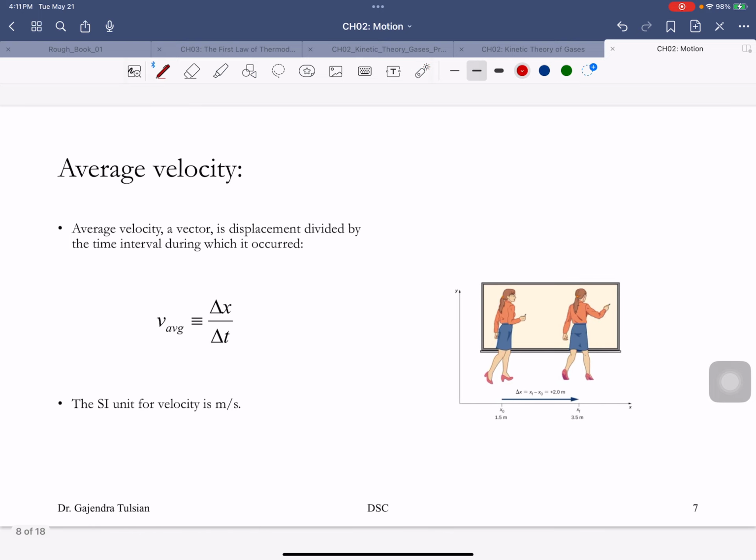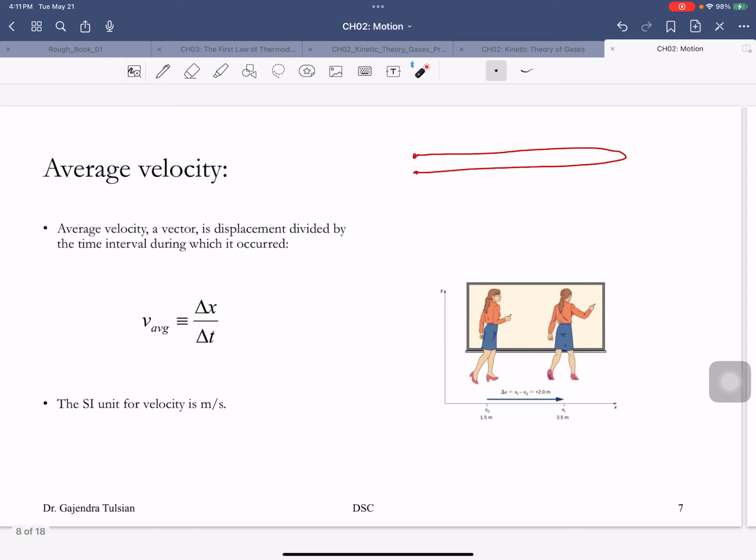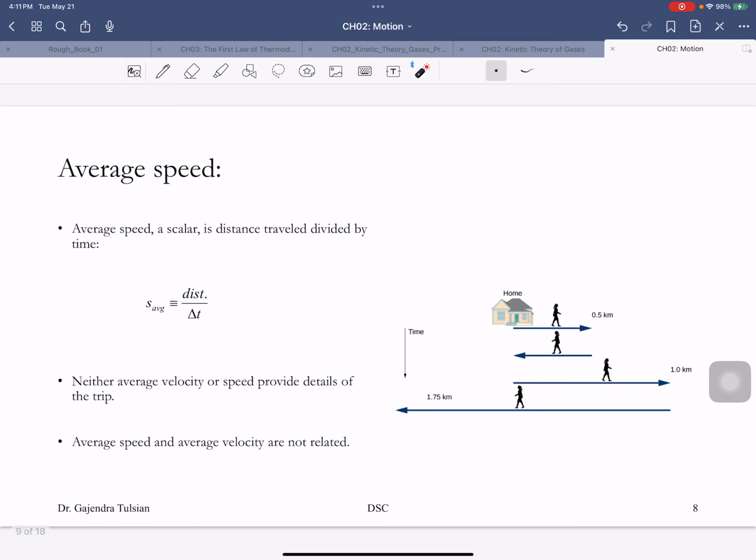So for instance, let's say you started off here, went to New York and came back home. Your displacement is 0, and it might have taken you 2 days, but the 0 vector divided by 2 days, your average velocity would be 0. Average speed is the distance traveled. So in this case, the distance traveled is 2.75 meters, divided by the time over which that distance was covered.